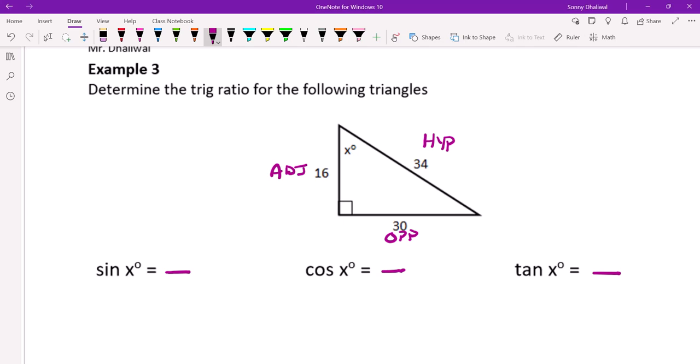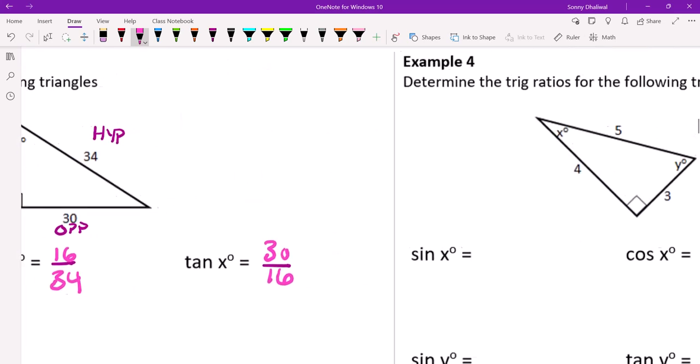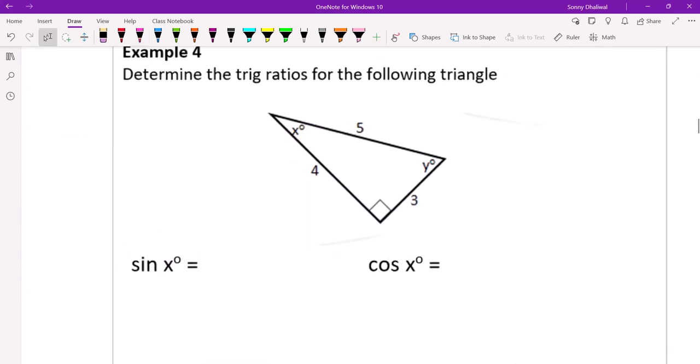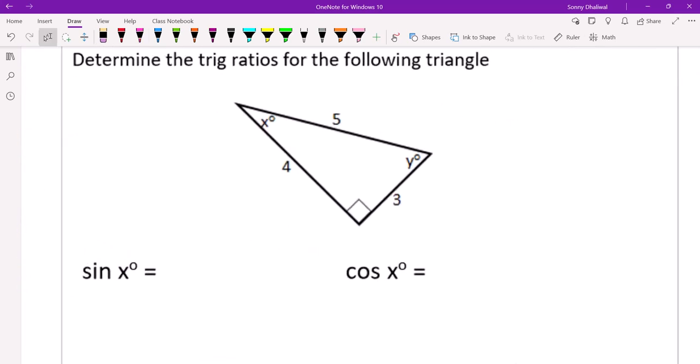So, sine is opposite over hypotenuse, so 30 over 34. Cosine is adjacent over hypotenuse, so 16 over 34. The order of these matters. Tan is opposite over adjacent, so 30 over 16. Okay, I'll do one last question with you guys together, and I'll give out the assignment.